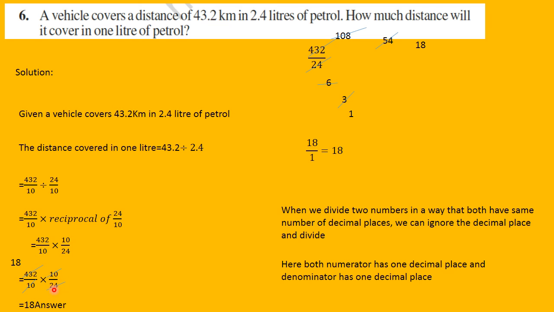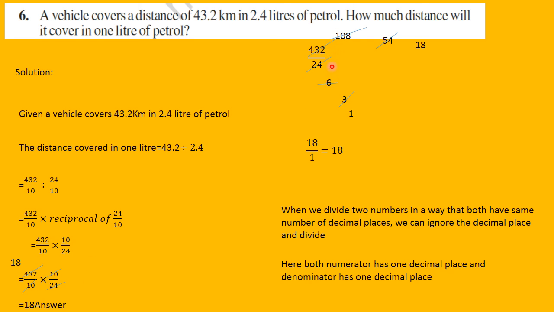Now 24, will it go? 24 ones are 24. So here we have, how much is left? 18. It goes 8 times. 8 4s are 32, 8 2s are 16, 16 plus 3. Okay. So 18 times it goes. So 18 is the answer. Let us see how it goes.